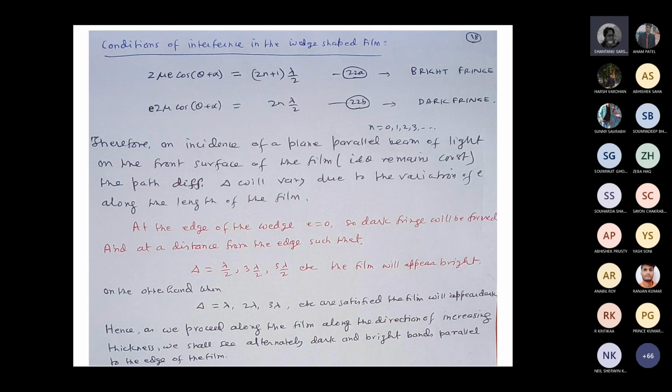Now you see that if you look at the film at a particular location, then your angle of incidence is fixed, so the angle of refraction is also fixed, and the wedge angle is fixed. If you are using one wedge, then alpha is fixed, so this parameter is fixed. So the only variable parameter is the thickness of the film.